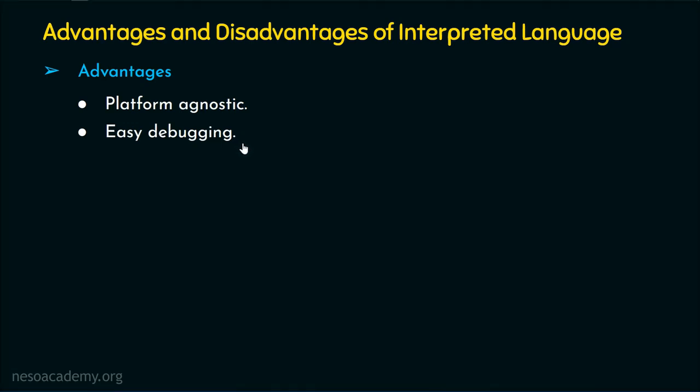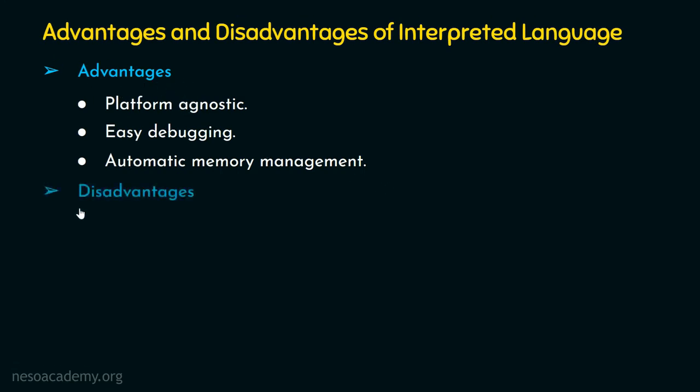Let's now look at another advantage. Interpreted languages support automatic memory management. With automatic memory management, programmers or users do not have to explicitly or manually take care of memory management in the program, and it is taken care of by the underlying technology involved in the interpreted language. Now that we have seen the advantages of interpreted language, let's look at the disadvantages also.